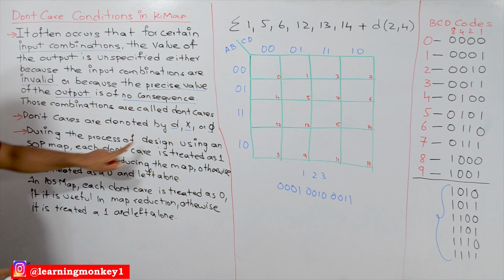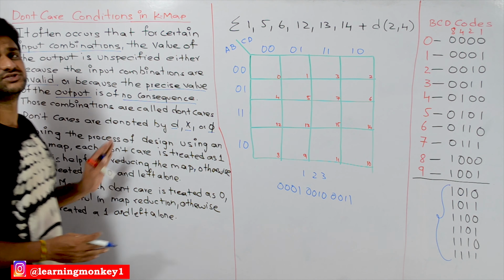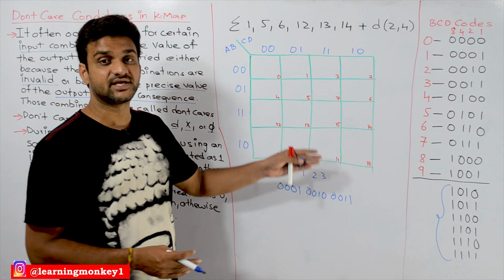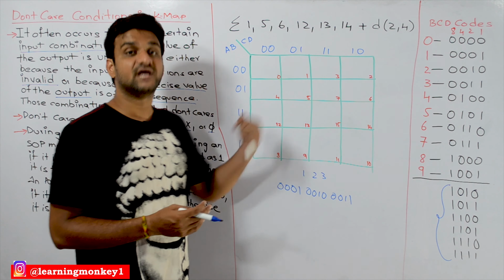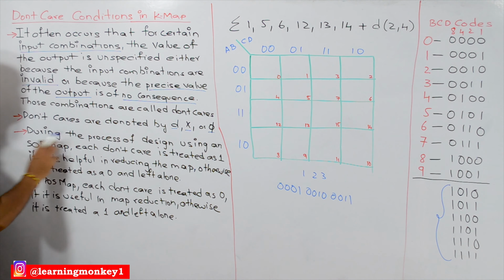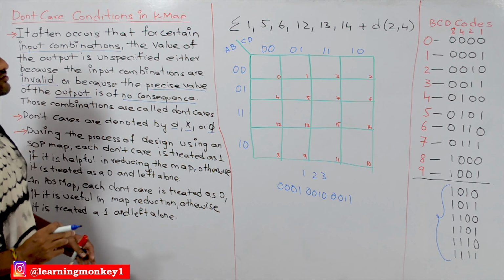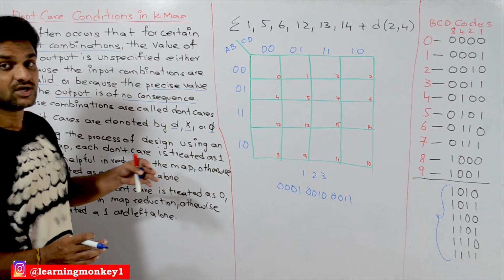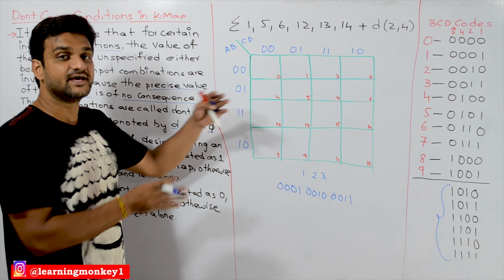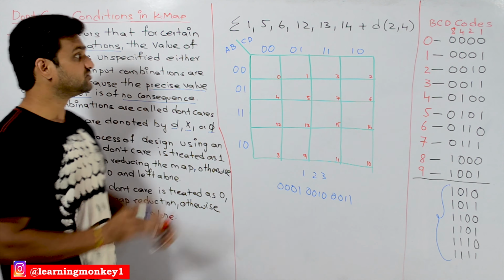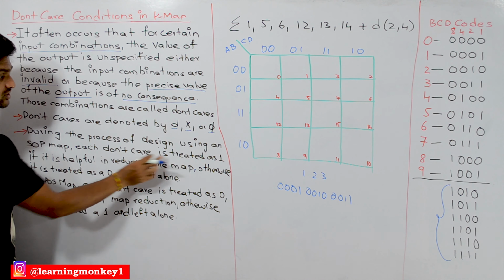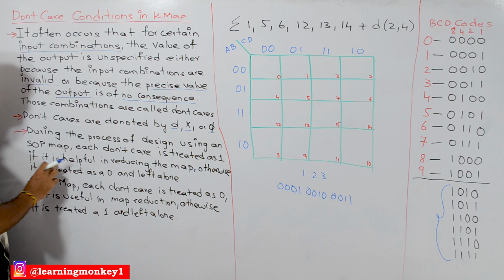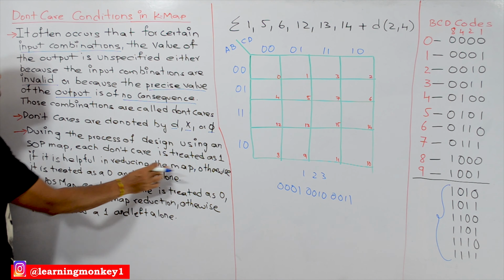So during the process of design, what is the use of these don't cares? Can we use these don't cares in K-maps? How those don't cares are useful in K-maps, that we will try to understand. During the process of design using the SOP map, if you try to design a circuit for an SOP circuit, some of the product Boolean expression, each don't care is treated as one if it is helpful in reducing the map.